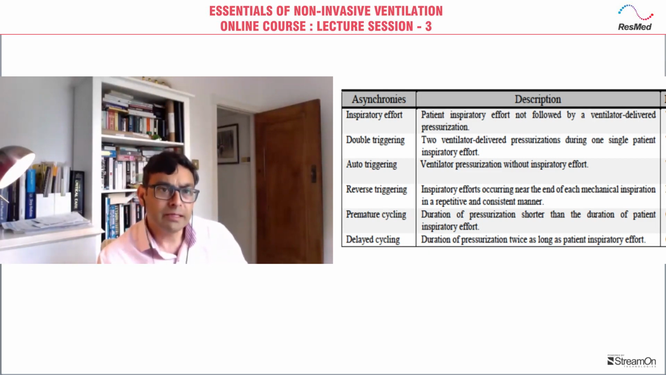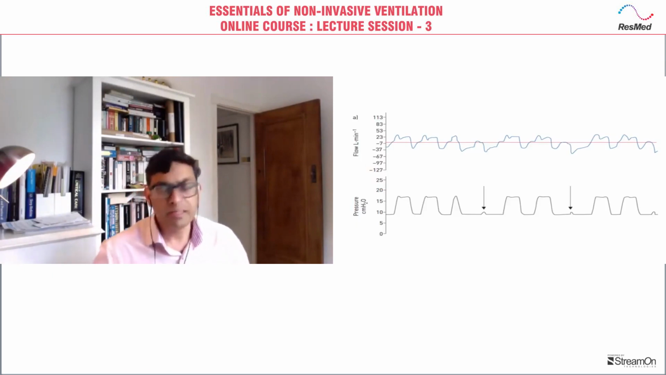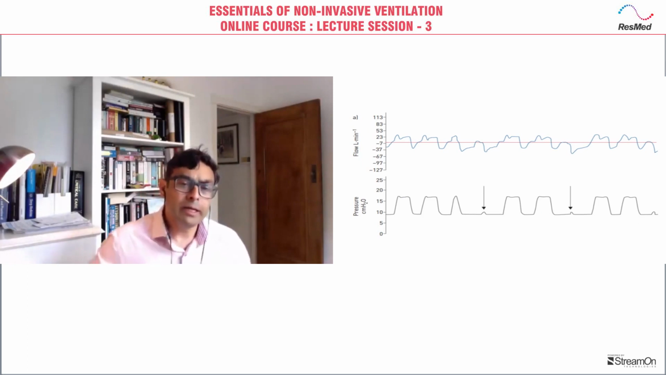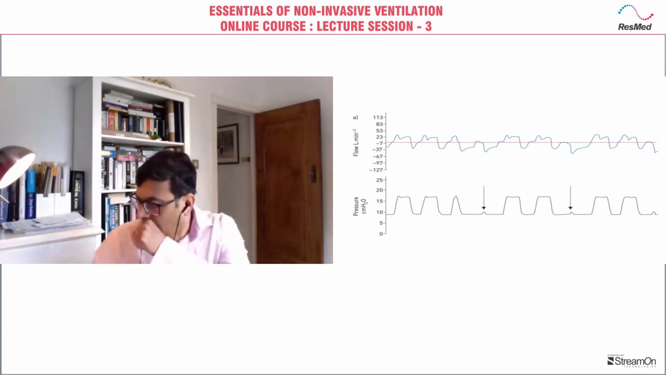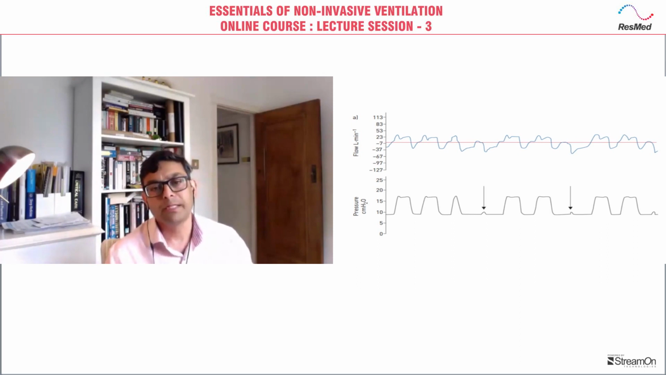So what are the various types? You can have unsupported inspiratory effort, you can have double triggering, auto triggering, and various other things. We'll just look at the first couple. So you've got here, the arrows are showing breaths by the patient that are not supported by the ventilator. And the commonest reason for this is because there is mask leak.